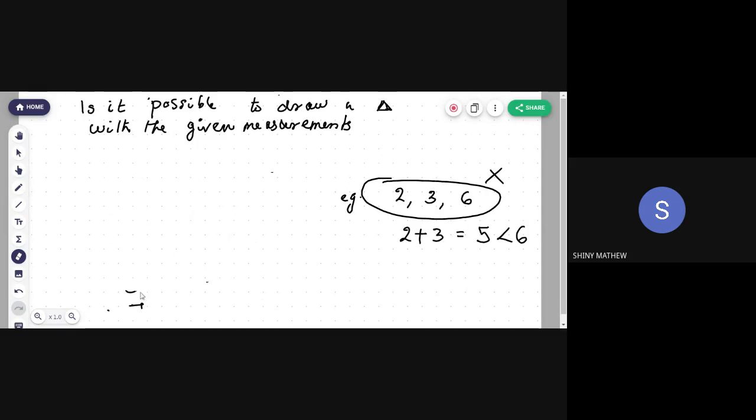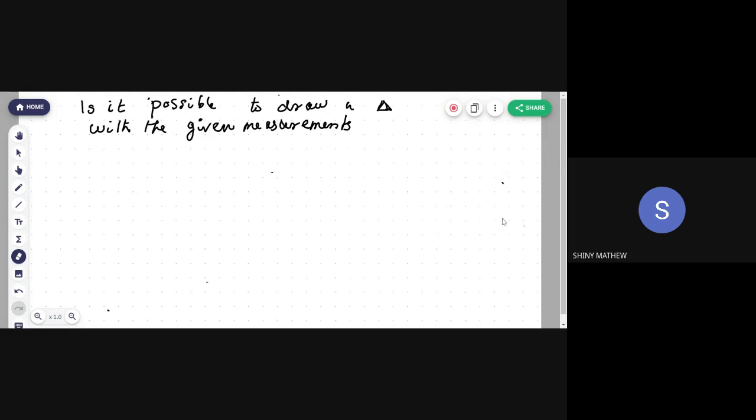You check, is it possible to draw a triangle with those measurements? Okay, the first one is 2, 3, 5. Miss, do we have to draw the triangle also? No need of drawing.